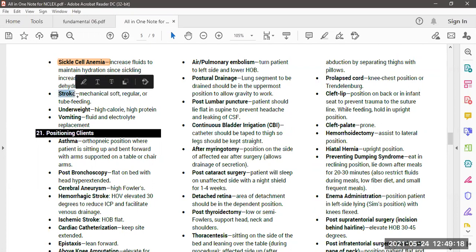In case of stroke, we provide mechanical soft and regular tube feeding. So soft food, someone difficulty of chewing. As I told you, any kind of food is considered soft except nut and seed. Underweight, high calorie, high protein. If the patient have been vomiting, you provide them fluid and electrolyte replacement.